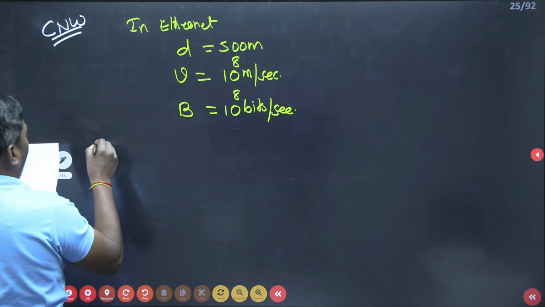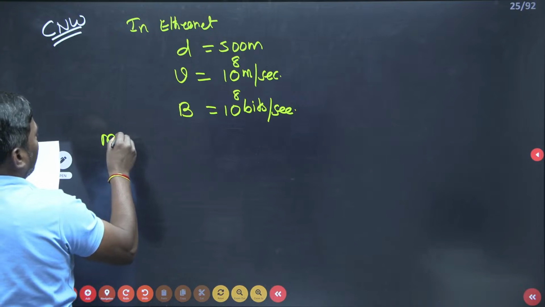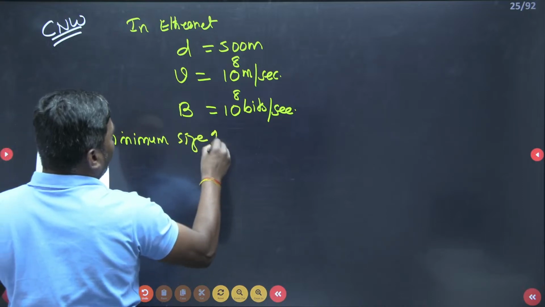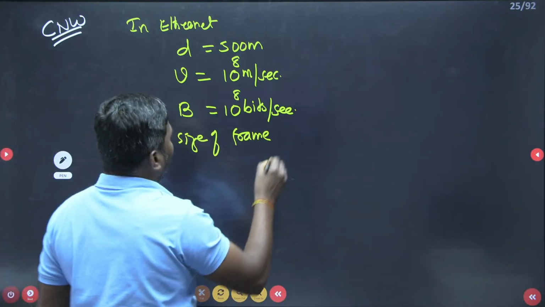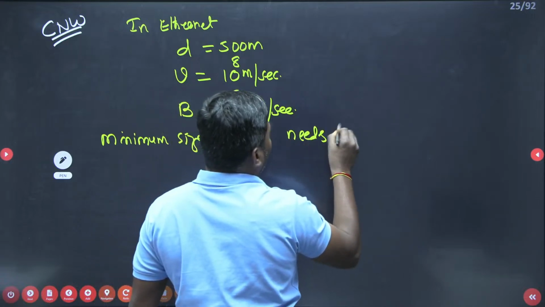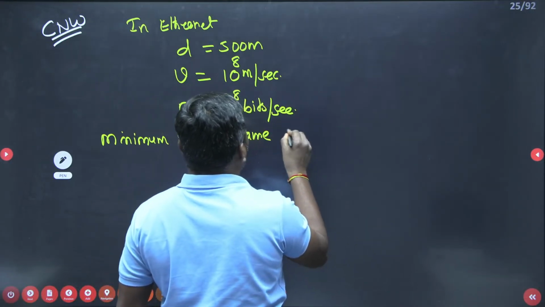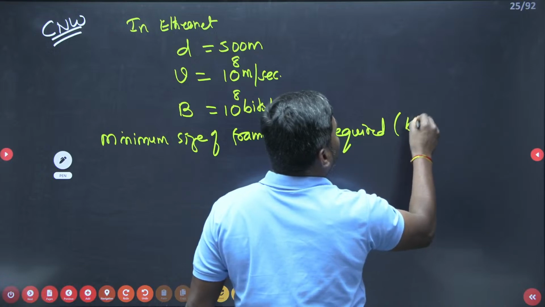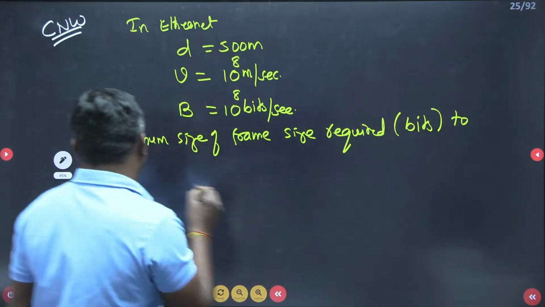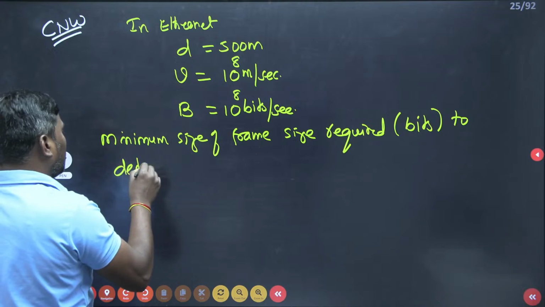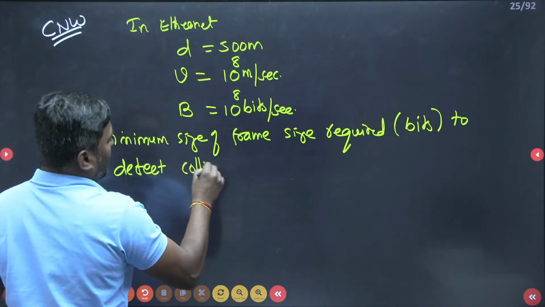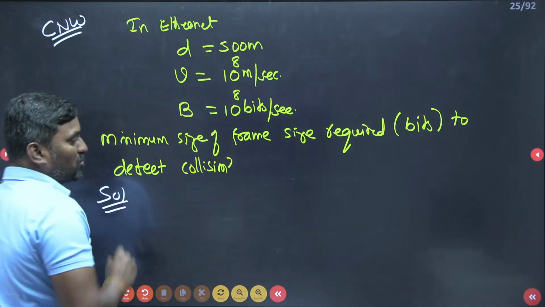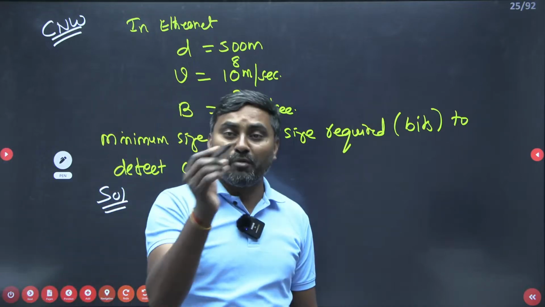Then the question asks: what is the minimum size of frame that needs to be transferred, the frame size required in bits, to detect the collision? To detect the collision, we have studied in the classroom, and I gave a reason also, how much minimum frame size should be there.